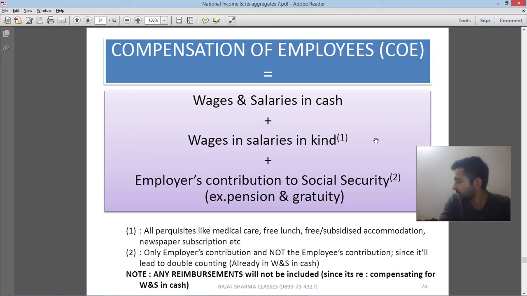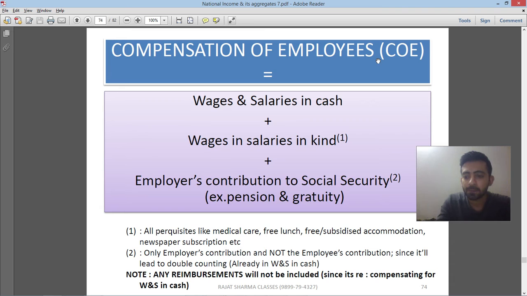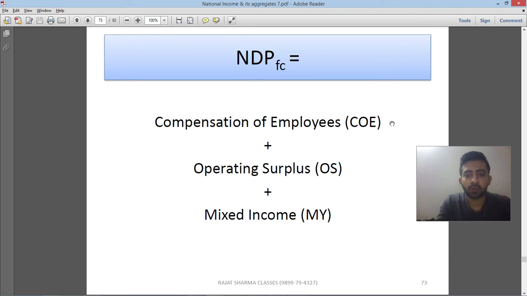One thing to note here, whenever you have been given compensation of employees, the bigger value, you will ignore any value which comes inside compensation of employees. And if compensation of employees is not given directly, you will look out for these values and try to add it up to find out compensation of employees. So come again. Our NDP at FC, domestic income, is COE, compensation of employees. Now we're talking about the second aspect, operating surplus.